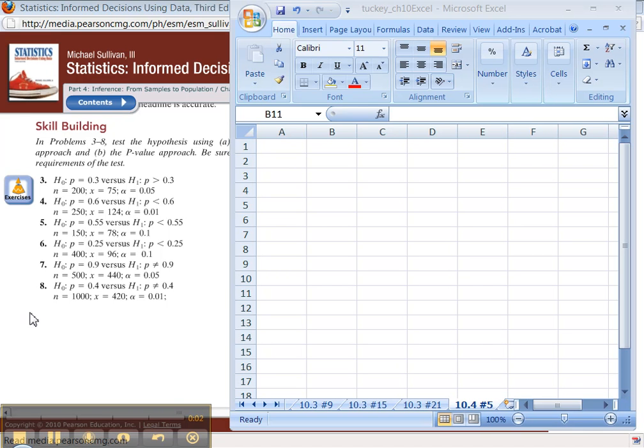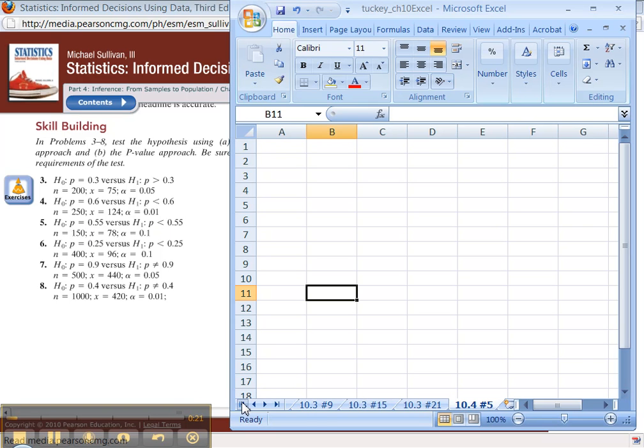Now we're going to move on to 10.4. 10.4 is actually a lot like 10.2, not 10.3. 10.3 uses the t distribution, but 10.4 goes back and uses the z distribution, the normal distribution again. So this one, I'm going to do number 5, 10.4 number 5. You can see it's a left-tailed test.